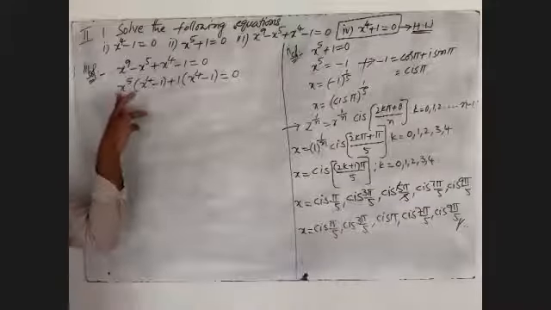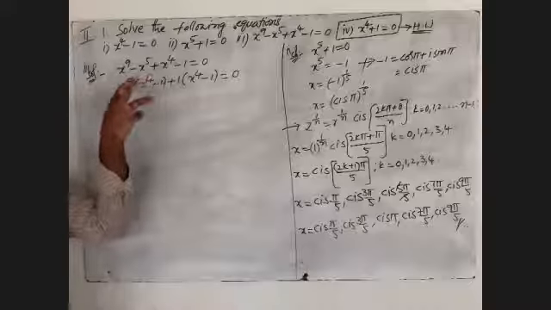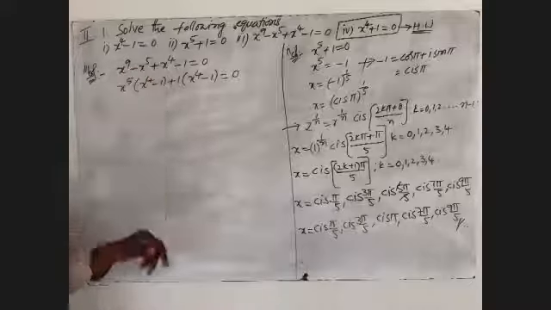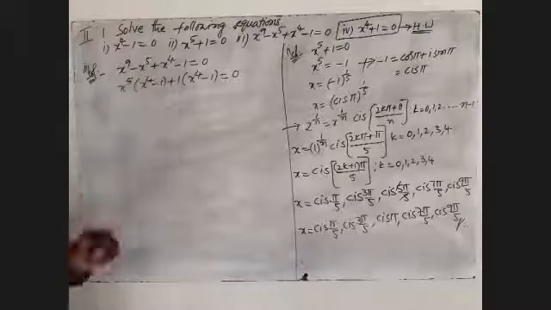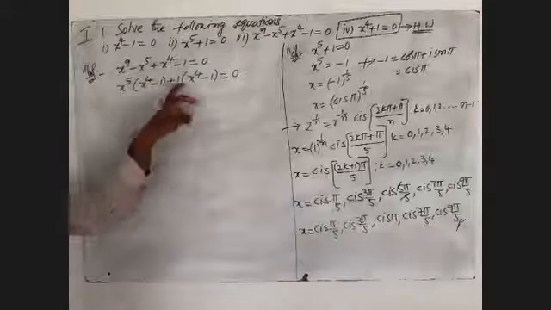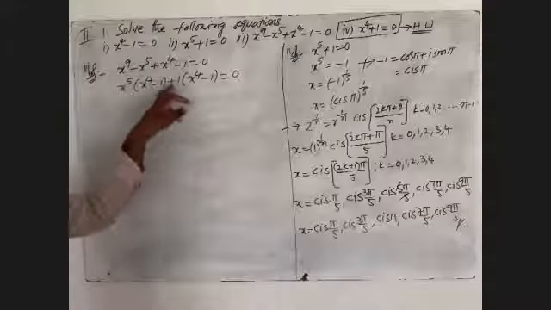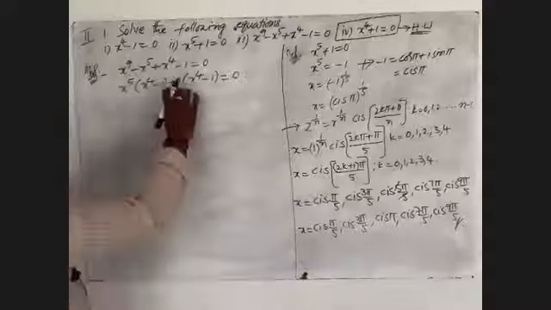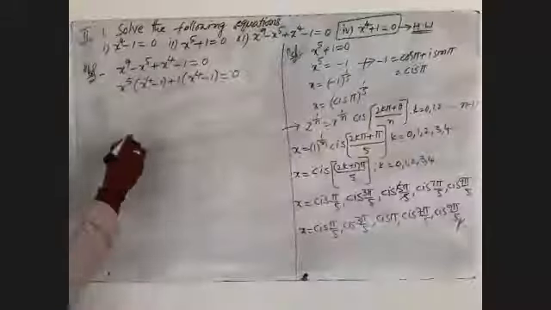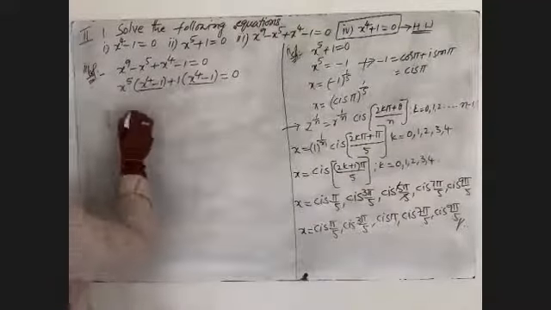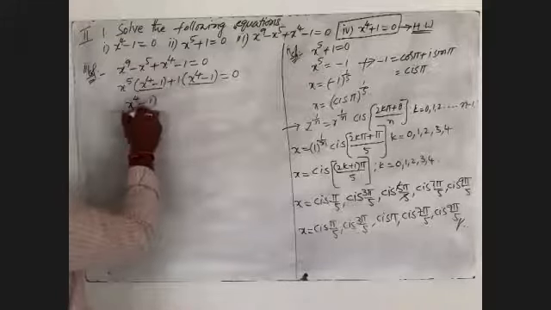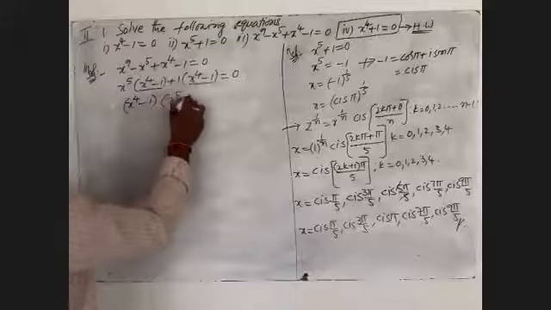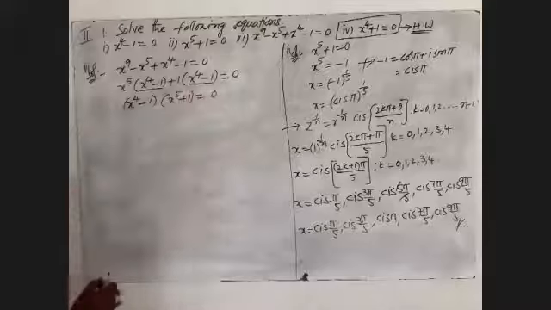You observe here that the bases are equal, so powers must be added: 5 plus 4 is 9. x power 5 into 1 is x power 5. After that, 1 into x power 4 is x power 4. Plus into minus becomes minus, 1 into 1 is 1. Here the common term is x power 4 minus 1, into remaining x power 5 plus 1, is equal to 0.